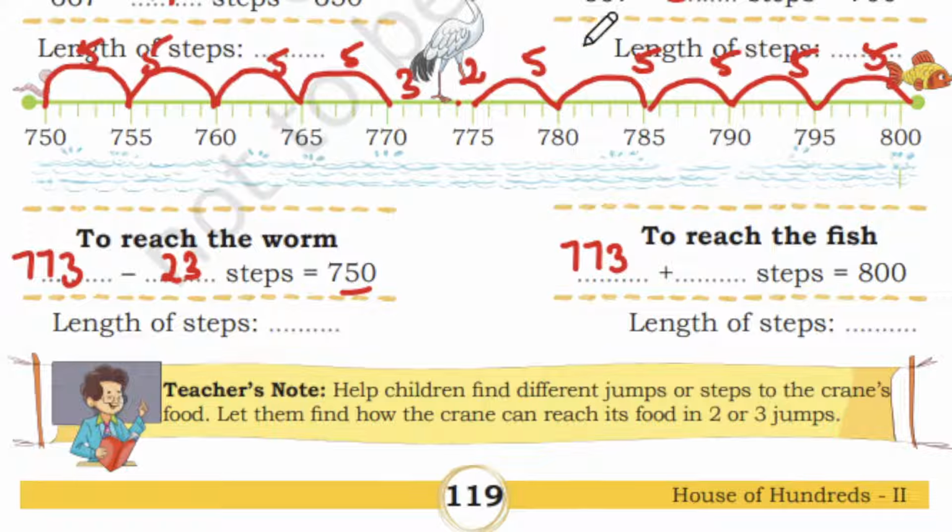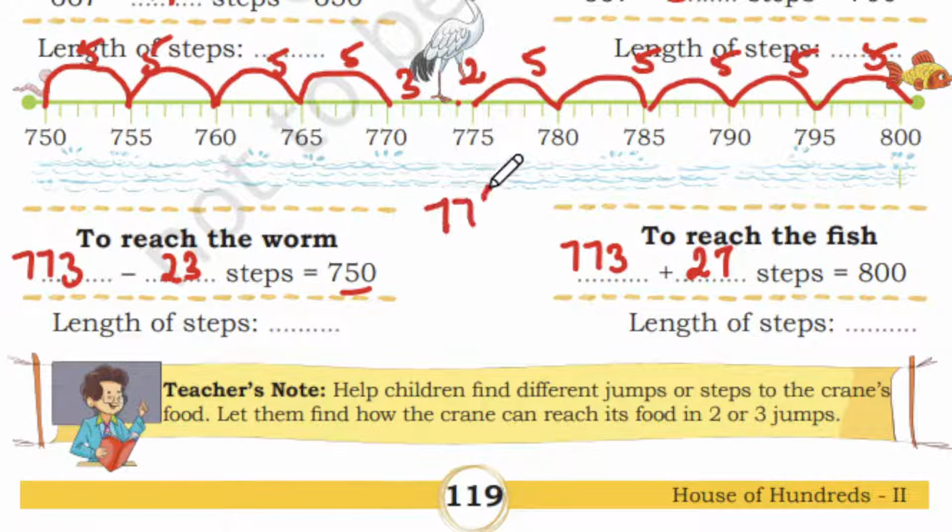So how many 5s do we have? 1, 2, 3, 4, 5. So totally we have five 5s. Five 5s are 25. 25 plus 2 is 27. So we have 27. Now we have to add and see.